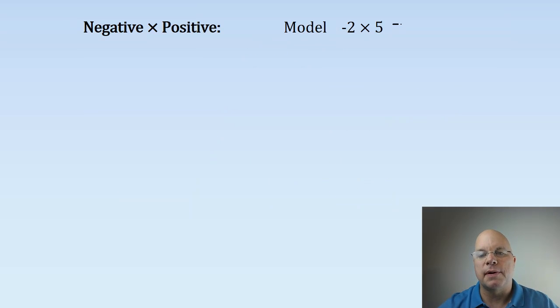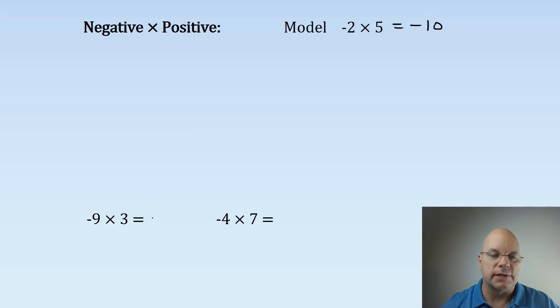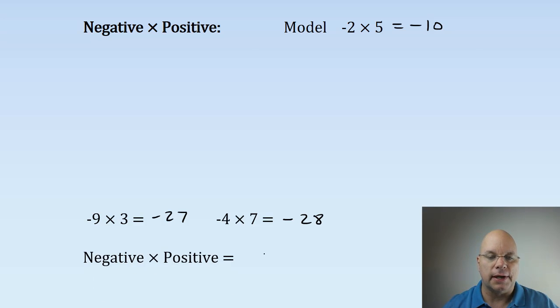So negative 2 multiplied by 5 is negative 10. Negative 9 multiplied by 3 is negative 27. Negative 4 multiplied by 7 is negative 28. And in general, a negative multiplied by a positive is negative.